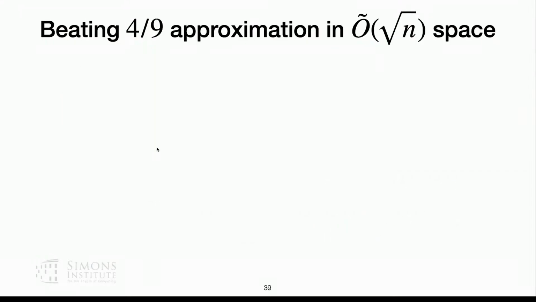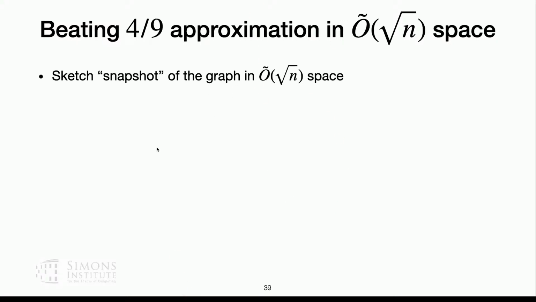Okay, now comes our most recent work, where we show that we can actually beat this. Given a little more than square root of n space, you can beat the optimal 4/9 approximation that you saw before. Let's see how we do this. The high-level idea is that you can sketch what is known as a snapshot of the graph in order O tilde square root of n space, and use this snapshot to infer more information than what just looking at the bias vector of the graph would have given you.